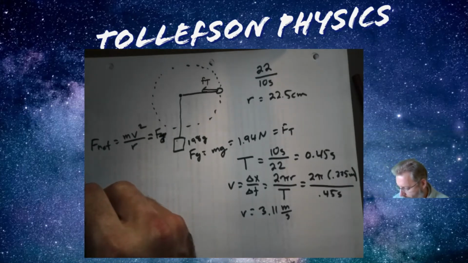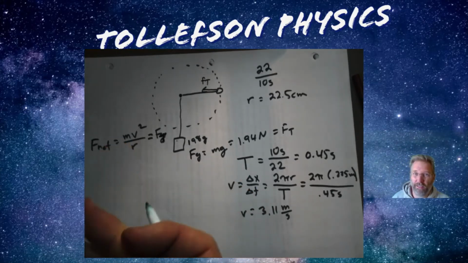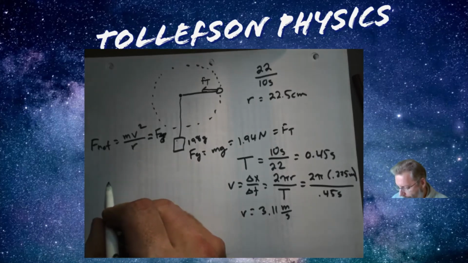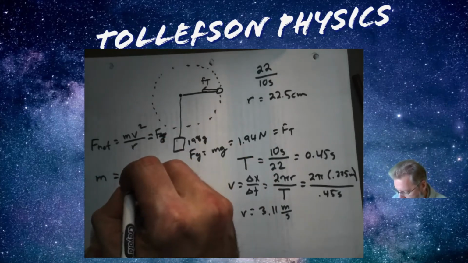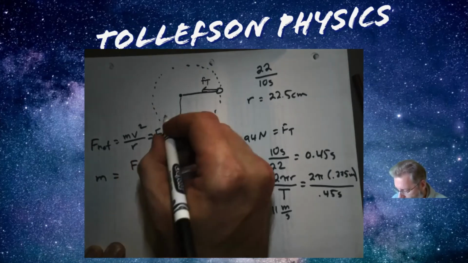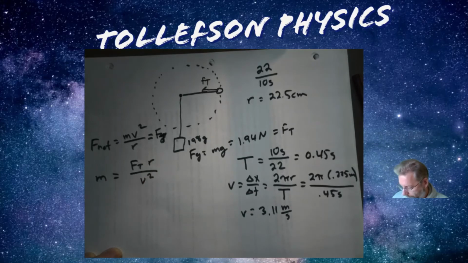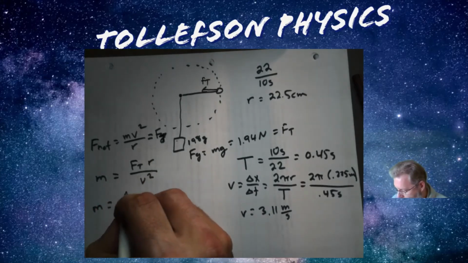So now what's my... well, actually, I want to solve for m. So why don't I solve for m first and then plug the numbers in? And so in this case, m by itself is going to equal this tension force. R comes on top, and v squared goes on the bottom. Okay, so then mass equals, and we'll put in all these numbers.